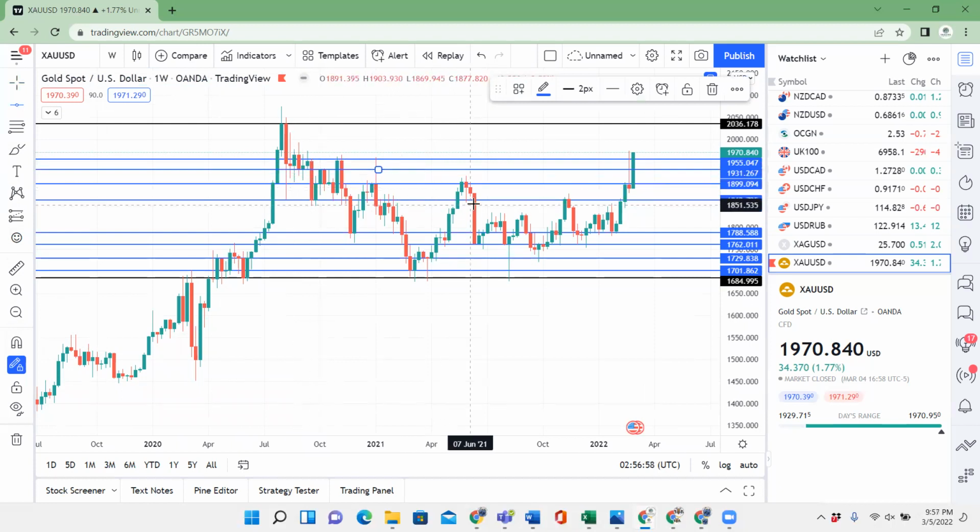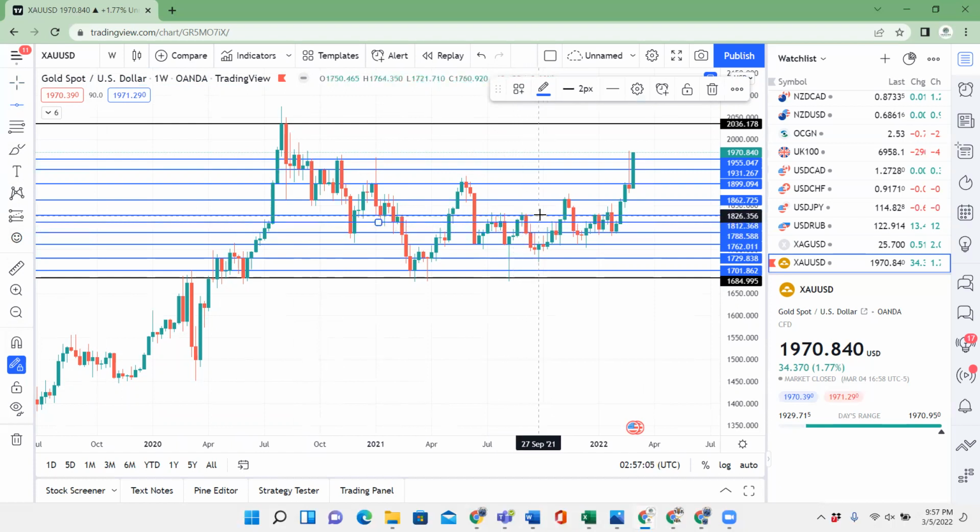I always tell everybody we don't get paid by the line, so we can use as many lines as we can. I see double touches over here, double touches over here. Now remember, this is the weekly chart, so these lines are going to be very far apart from each other. They may look close together on the weekly chart, but these lines will be very far apart once we go to the hour chart.